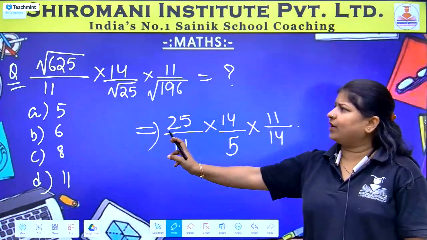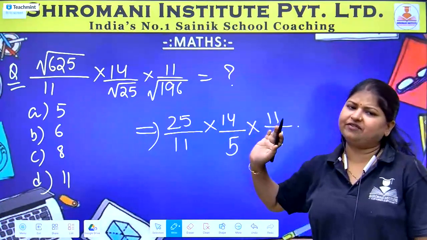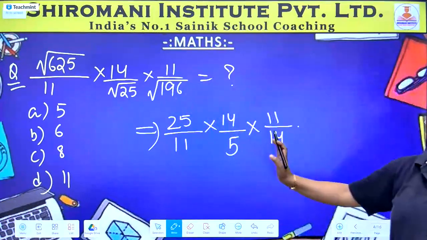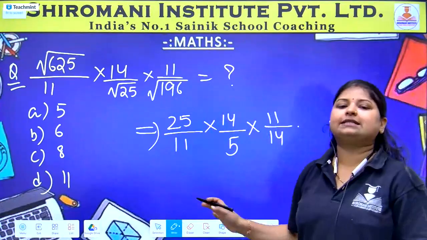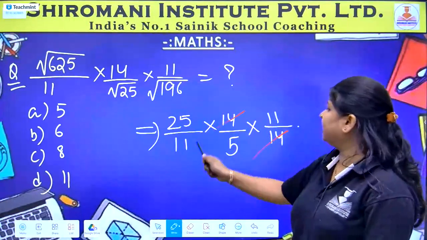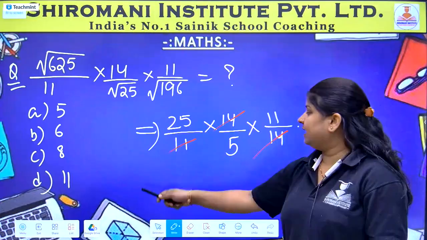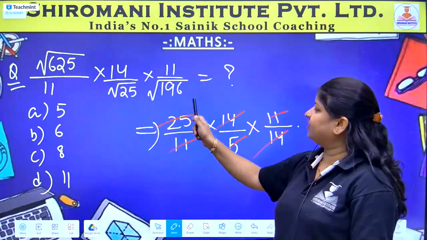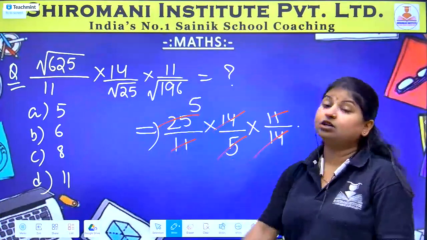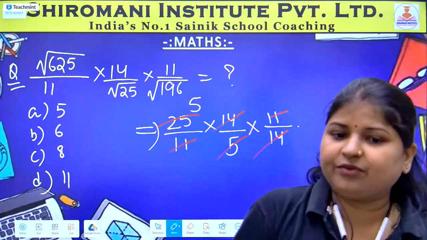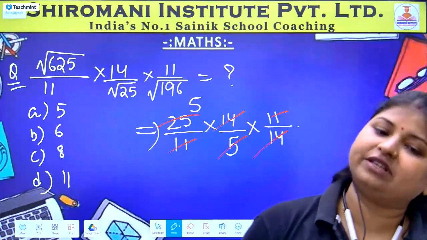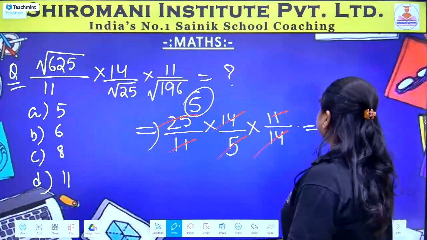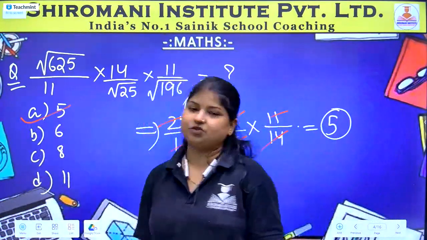So I know the square root of 625 is 25, and then the square root of 196 is 14. Now you will just simplify it. This 14 and 14 cut, 11 and 11 cut. 5 ones are 5 and 5 into 5 is 25. So my answer is, I'm left with only 5. 5 is my answer.